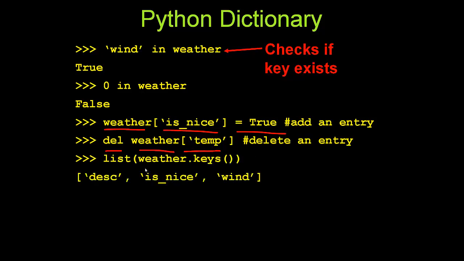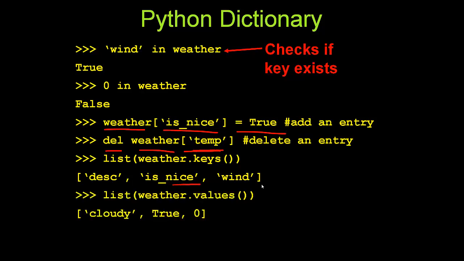And now if you list whether.keys, whether.keys gives you all the keys in the dictionary. And what happens is that is nice is now a key, right? And temp is no longer a key, it has been deleted. Okay, and if you do whether.values, you get the list of all the values.